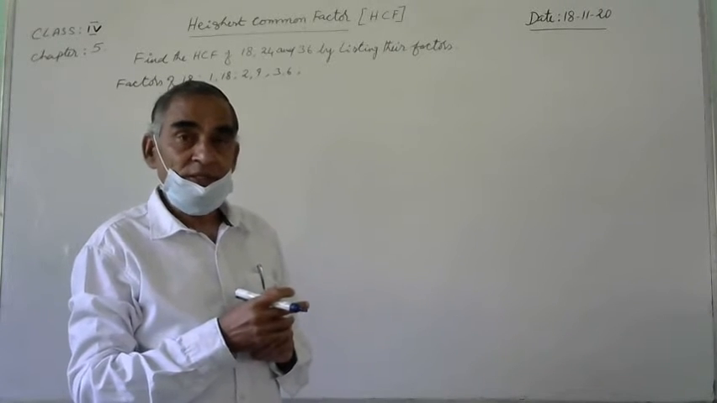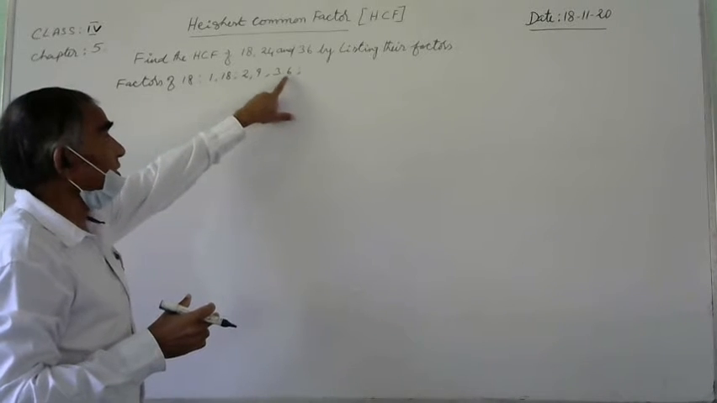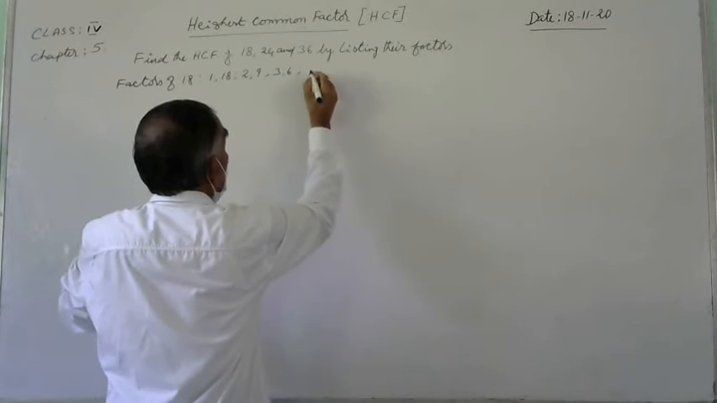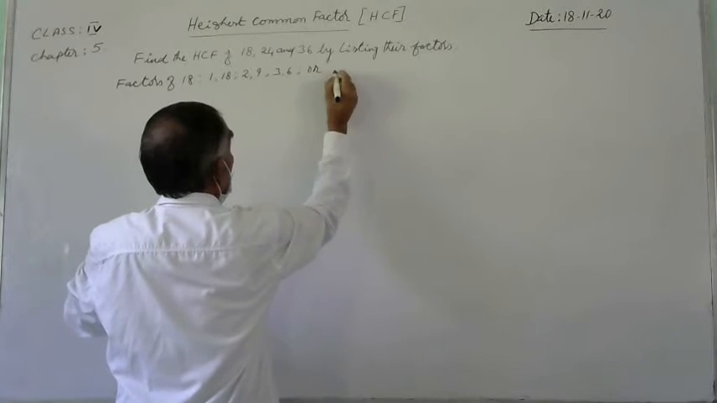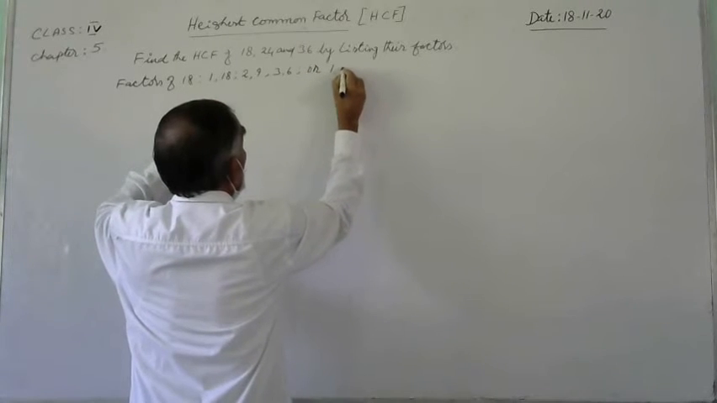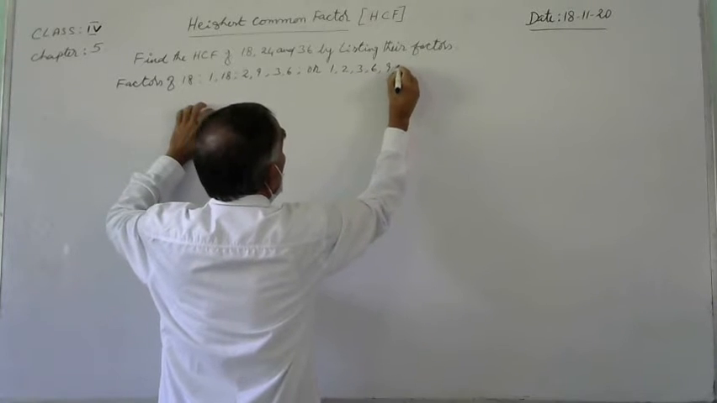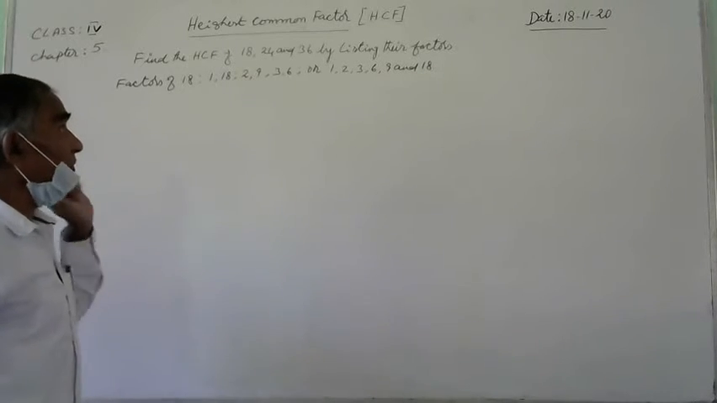Then 6 is a factor, because we already see that 3 6s are 18. 6 is a factor, 9 is a factor, 18 is a factor. If you put them in order, I am writing here: 1, 2, 3, 6, 9, and 18. These are the factors of 18.